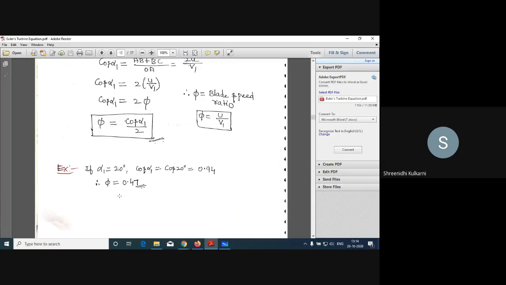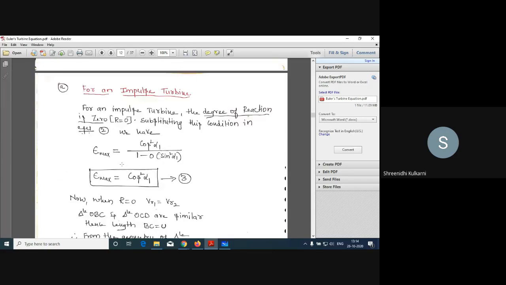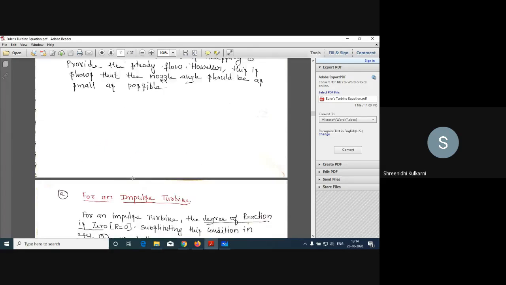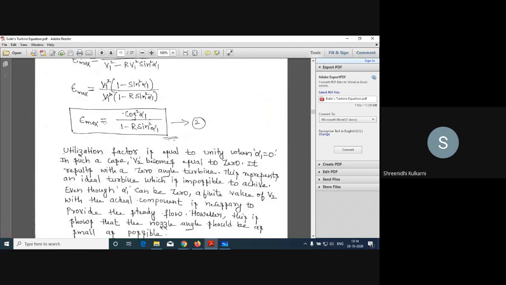The reason is the nozzle angle alpha, which is from 0 to 20 degrees. 20 degrees is the maximum. So this is for the impulse turbine. The cos square alpha 1 is the maximum utilization factor, and what we got is for axial flow turbines.